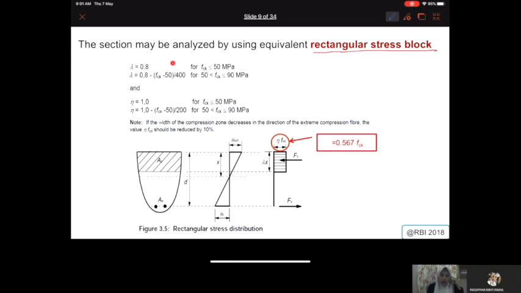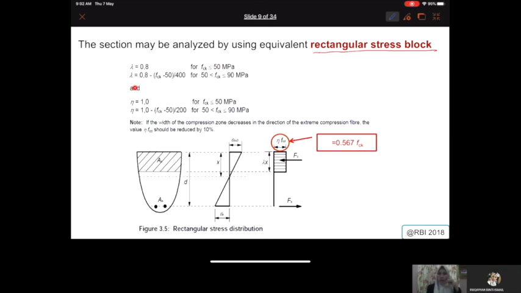So you have gamma equal to 0.8. Sorry, not gamma, it's lambda. It depends on your concrete strength. Your lambda is equal to 0.8 if your concrete strength is lesser than or equal to 50 MPa. But if your concrete strength is bigger than 50 MPa but lesser than 90 MPa, you have to use this equation to compute your lambda value.